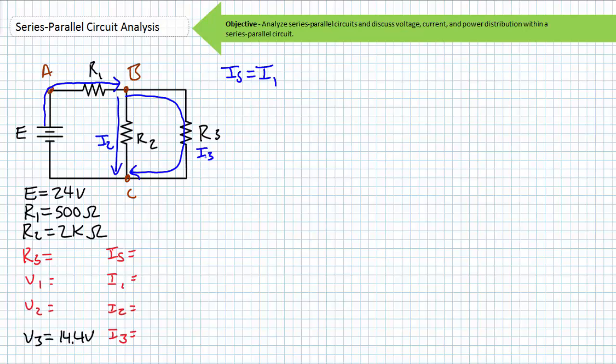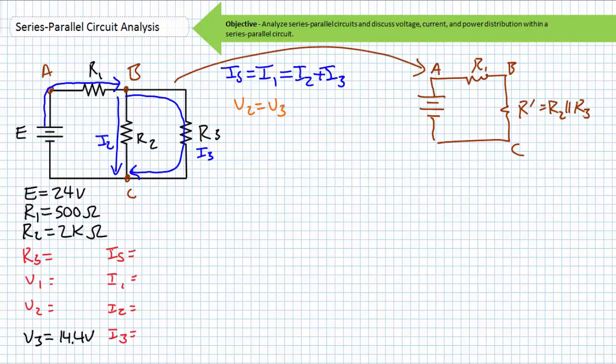When it gets to node B, it has a choice to travel through R2 or R3. It can be said that IS equals I1 equals I2 plus I3. R2 and R3 are clearly in parallel with one another. The voltage drop across paths in parallel should be the same. R2 and R3 are between the same two nodes B and C, and given voltage as a 2-point measurement, should experience the same voltage drop. V2 equals V3.